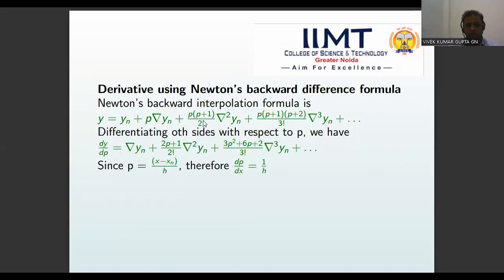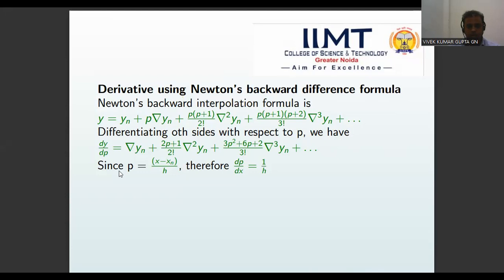Now we find the derivative using Newton's backward difference formula. As we have discussed, Newton's backward interpolation formula is given by y is equal to yn plus p nabla yn plus p into p plus 1 upon factorial 2 nabla square yn plus p into p plus 1 into p plus 2 upon factorial 3 nabla cube yn plus and so on. Differentiating both sides with respect to p, we have this formula.